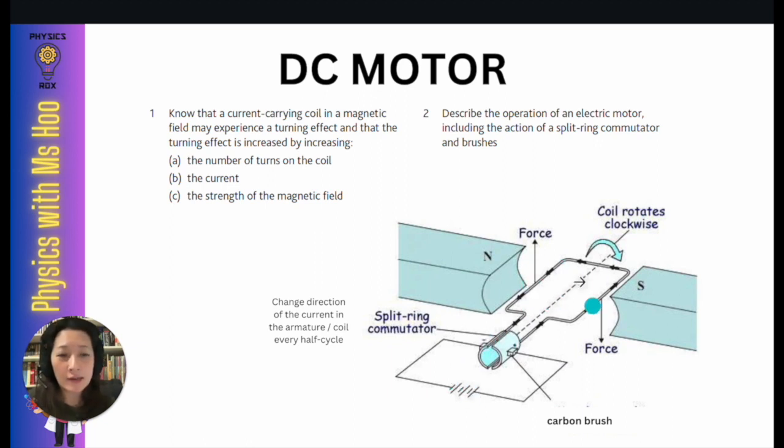So it's the current in the coil, because when the coil rotates, the right side goes to the left while the left side goes to the right, and the current within the coil would change because of that rotation. The current in the circuit remains the same. For the carbon brush, it is to maintain the connection of the current flow between the circuit and the armature or the coil.